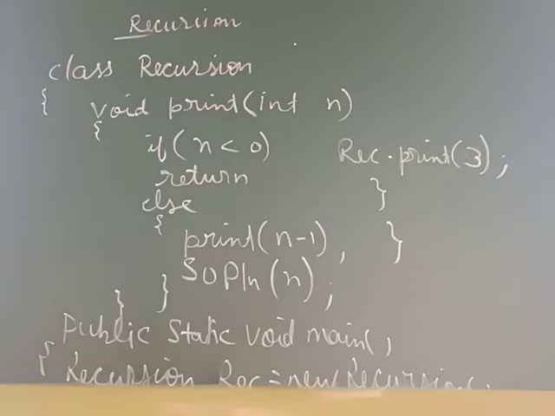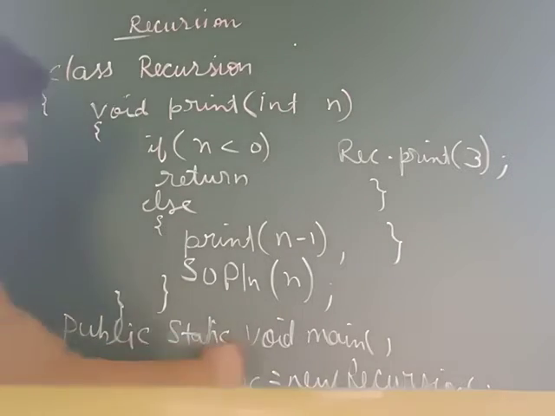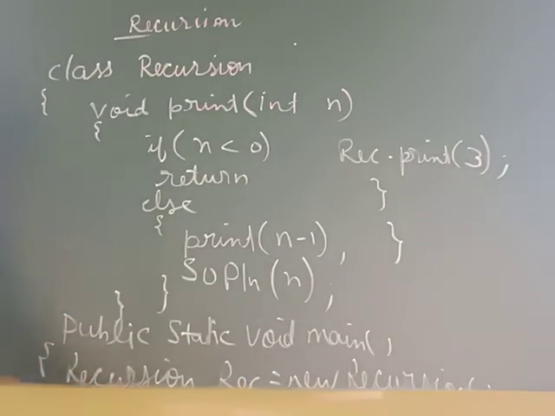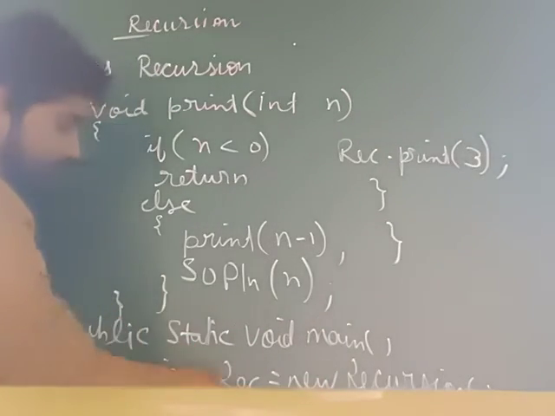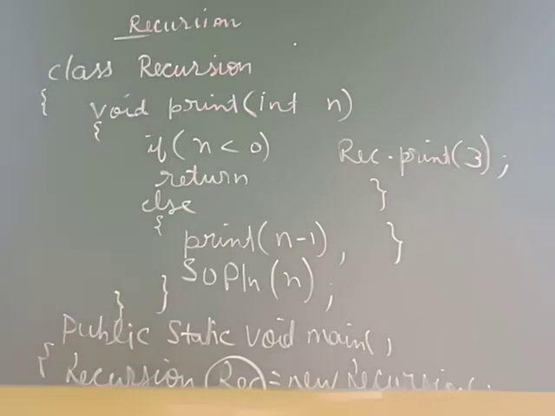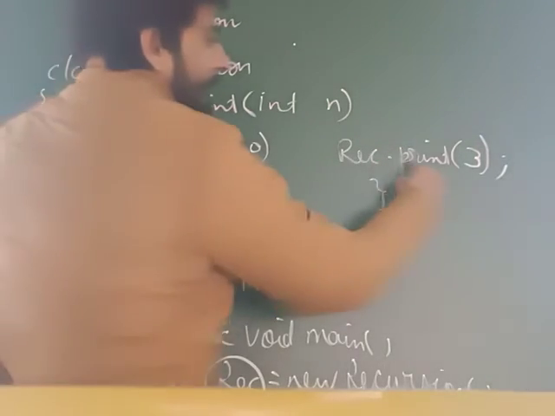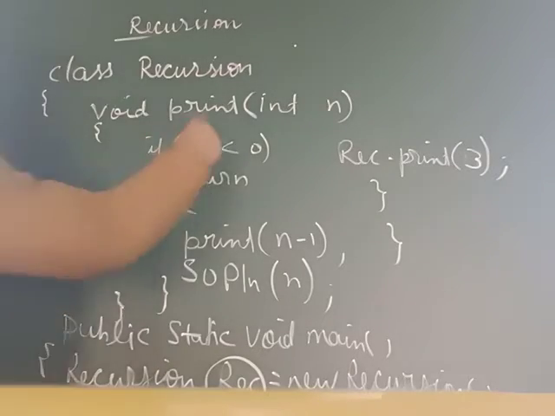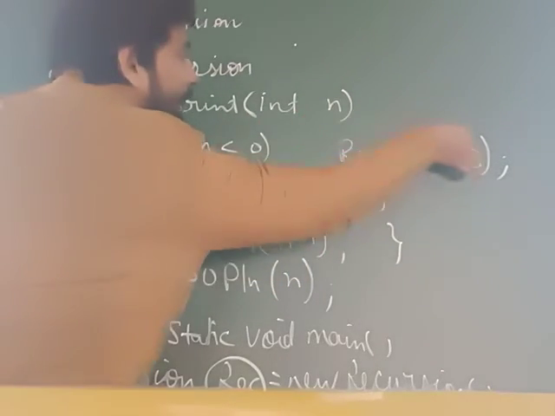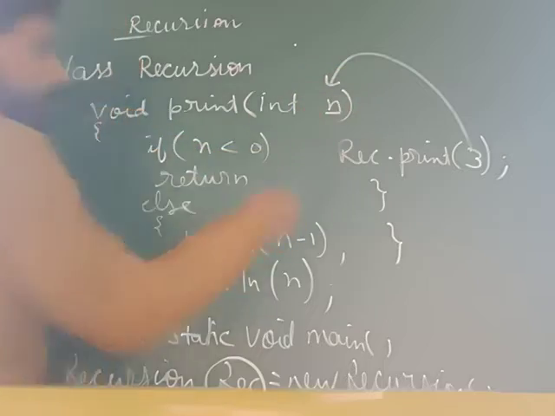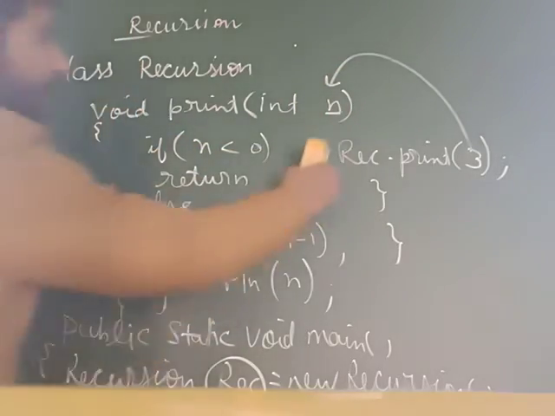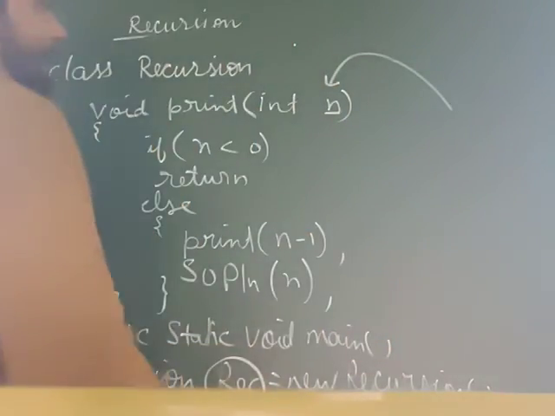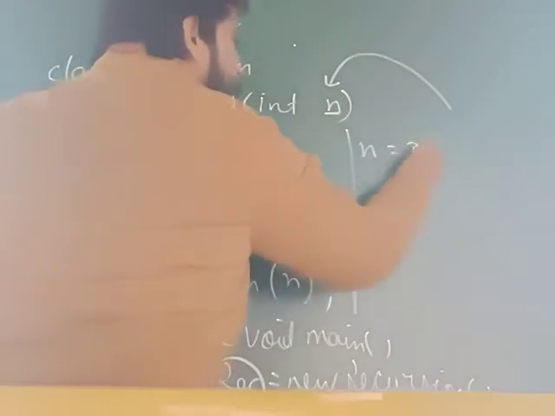Now how will this recursion and this function work, how will this class work? So first public static void main will execute. Here recursion rec equals new recursion. Our object is created with rec. Here we call rec.print 3. Now the function print is called and the value 3 is passed, so the 3 value will come to the variable n. Now the value of n equals 3.